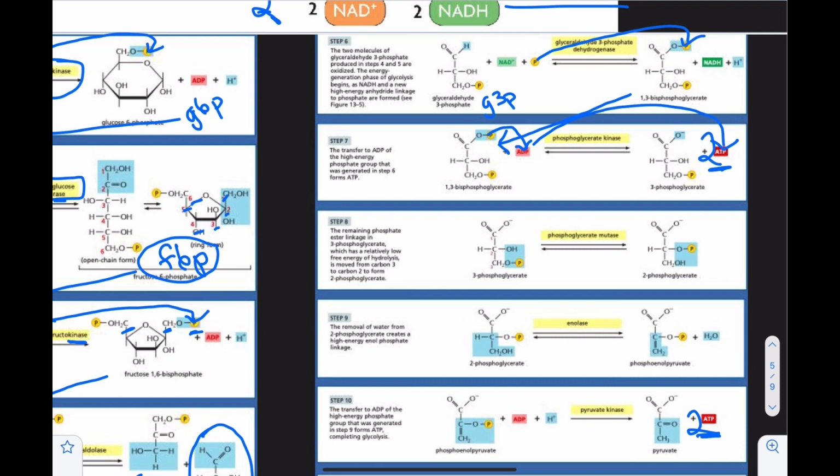Then what happens to 3-phosphoglycerate? Once 1,3-bisphosphoglycerate had one phosphate group removed, it turned into 3-phosphoglycerate, and 3-phosphoglycerate here is now converted into 2-phosphoglycerate by a mutase, phosphoglycerate mutase, which changes the location of the phosphate group from the third carbon to the second carbon.